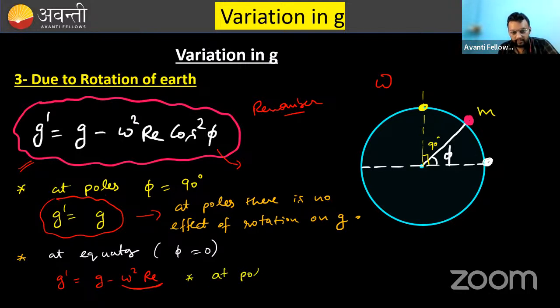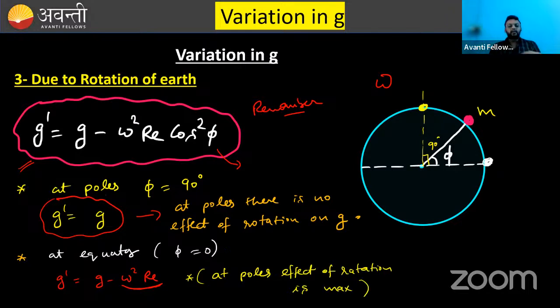So you can again write, the conclusion is, at the equator, the effect of rotation is maximum. Now these are the punchlines. The effect of rotation is maximum at the equator and minimum at the poles, or you can say no effect. Moving further.